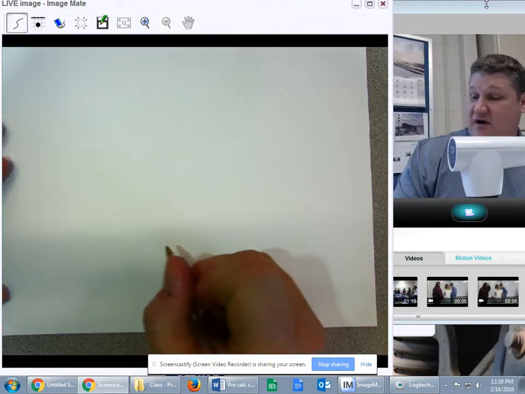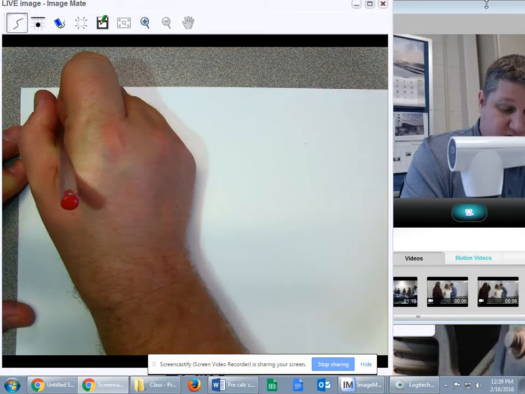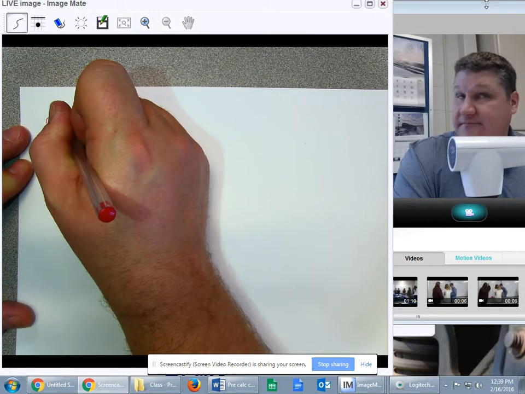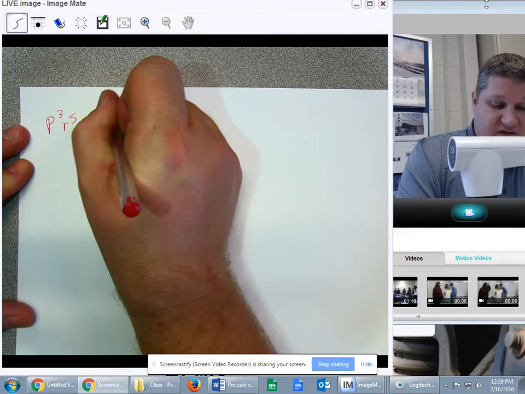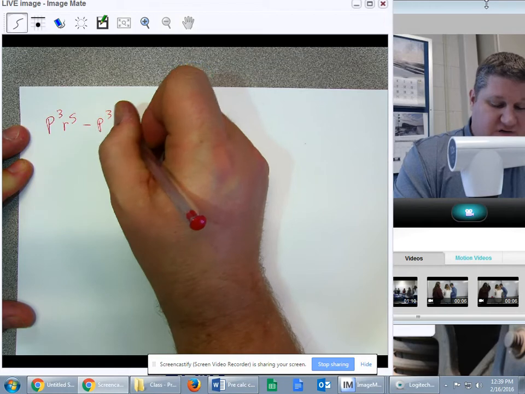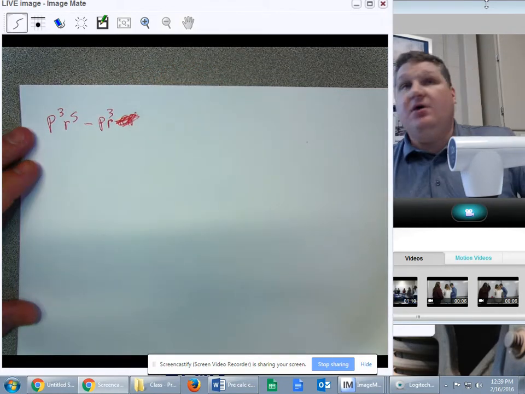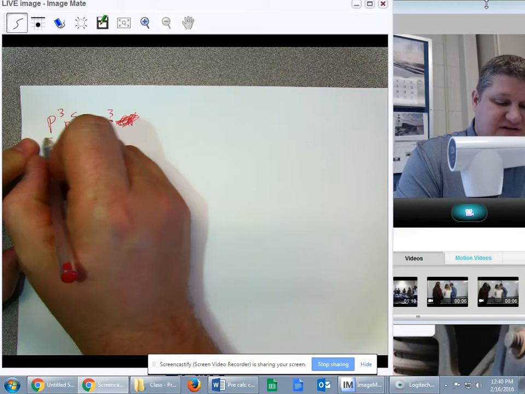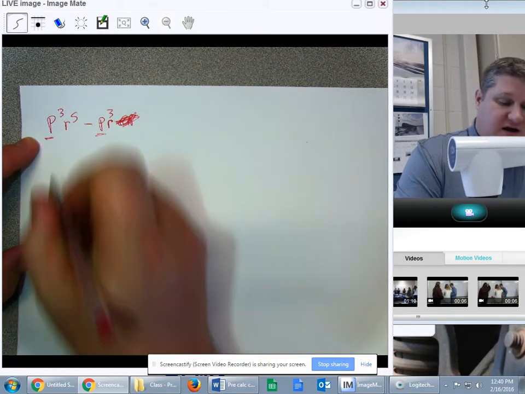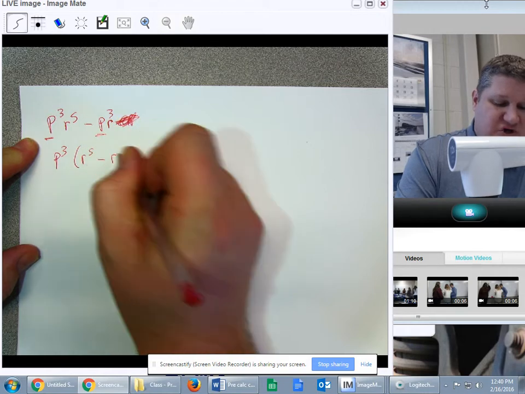Let's do something else. All right, let's go with p to the 3rd r to the 5th minus p to the 3rd r. What's the first thing I need to do here? Like terms. How many p's do you see here and here? I see p cubed. That leaves me r to the 5th minus r.